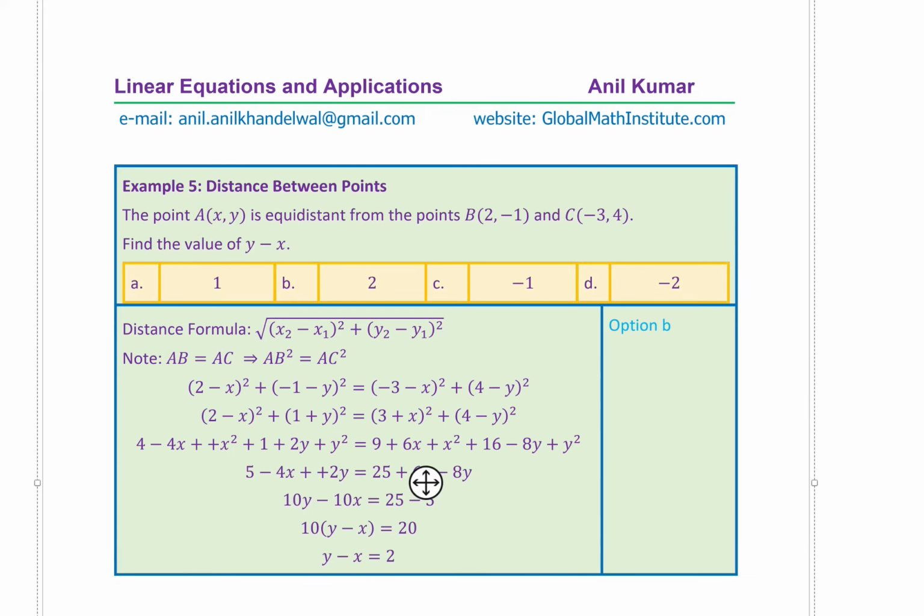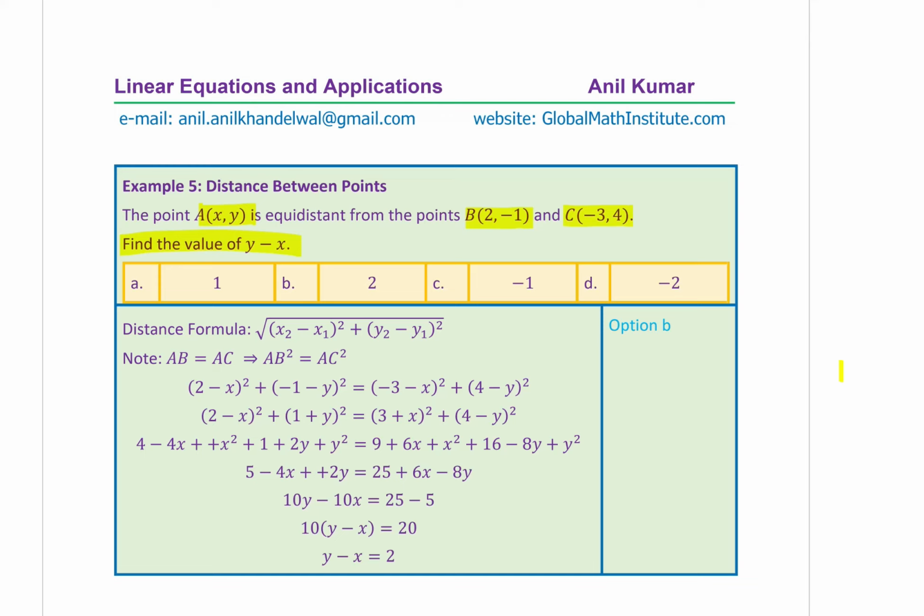Here is example number 5, which is again based on distance, and the question here is point A, (x, y), is equidistant from point B and C, similar to the previous situation, but the question is twisted. Find the value of y minus x. So we don't really have to find any coordinates in this particular case, but we need to find the value of y minus x, right? You could find the coordinates and then find y minus x also. Correct.